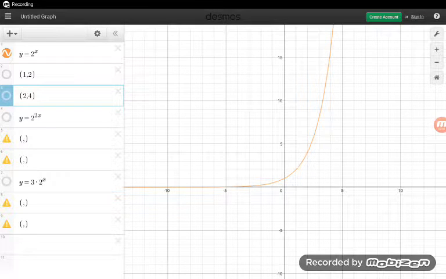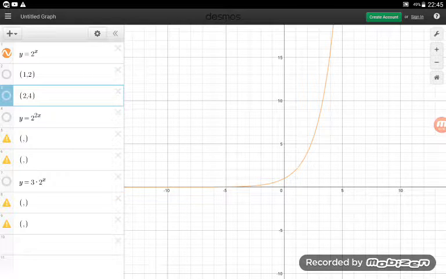Welcome to this video. I will continue to go over compression and stretch: horizontal compression, horizontal stretch, vertical compression, vertical stretch in this video. So please make sure that you have watched the previous video where I discussed translations, horizontal and vertical, and horizontal and vertical reflection. So let's get started.